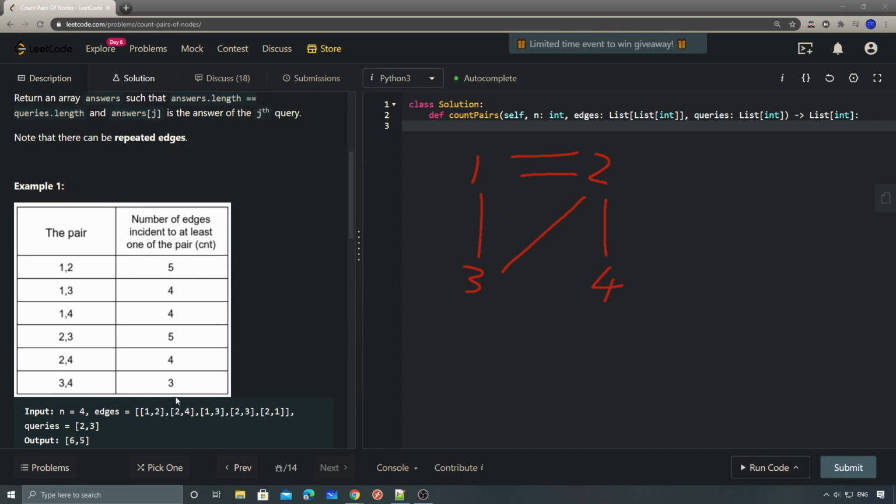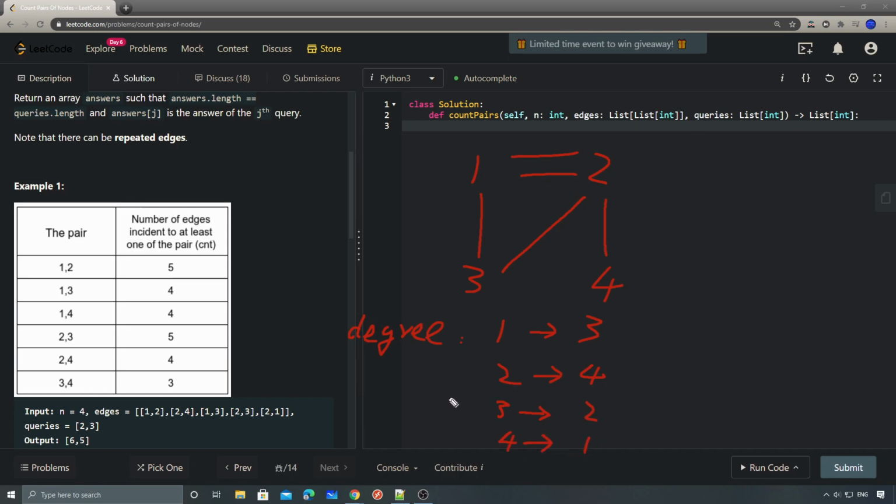Given the edges, how can we calculate the count for a given pair of nodes? The way we calculate it is with the degree of each node. So for 1, what is the degree? It's 3. And how about the degree for 2? It's 4, because there are 4 edges connecting to 2. And for 3 we have 2, and for 4 we have 1.